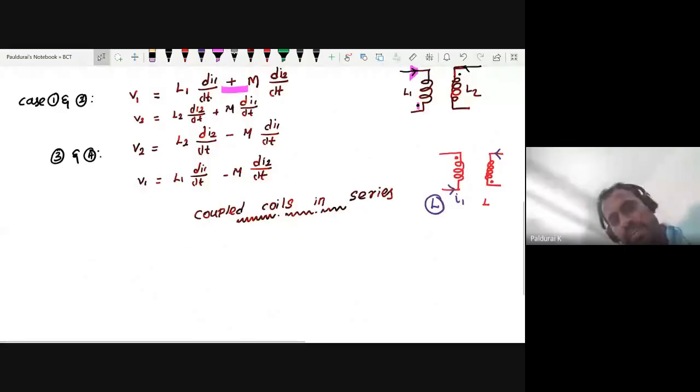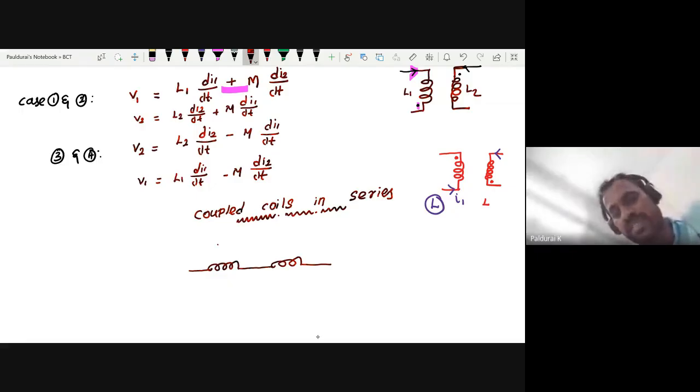Next, put the heading, coupled coil in series. If you connect two coupled coils in series, what will happen? Suppose I take two coupled coils, L1 and L2. You know how to connect in series. So L1, L2. Definitely some mutual inductance occurs.